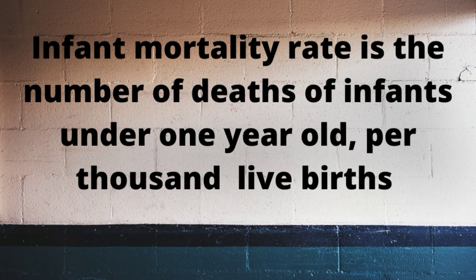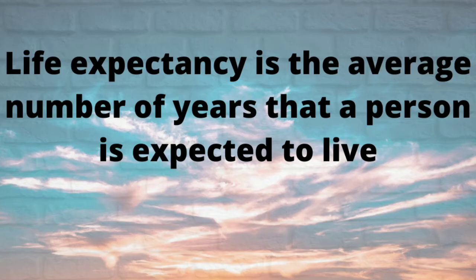While if you have a low infant mortality rate, you are likely to have more younger persons in the population than older persons. So the age distribution is likely to change depending on the infant mortality rate. Now, life expectancy is the average number of years that a person is expected to live within a population.